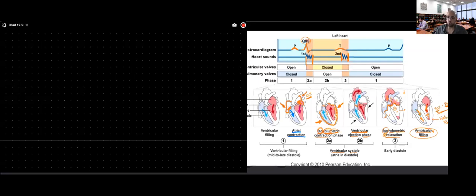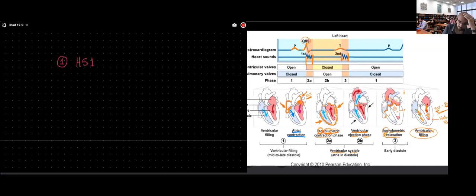So which one is going to be systolic? Which one is going to be diastolic? Which one is taking place during ventricular contraction and which one is taking place during ventricular relaxation? What do you think? This is our first question for today.